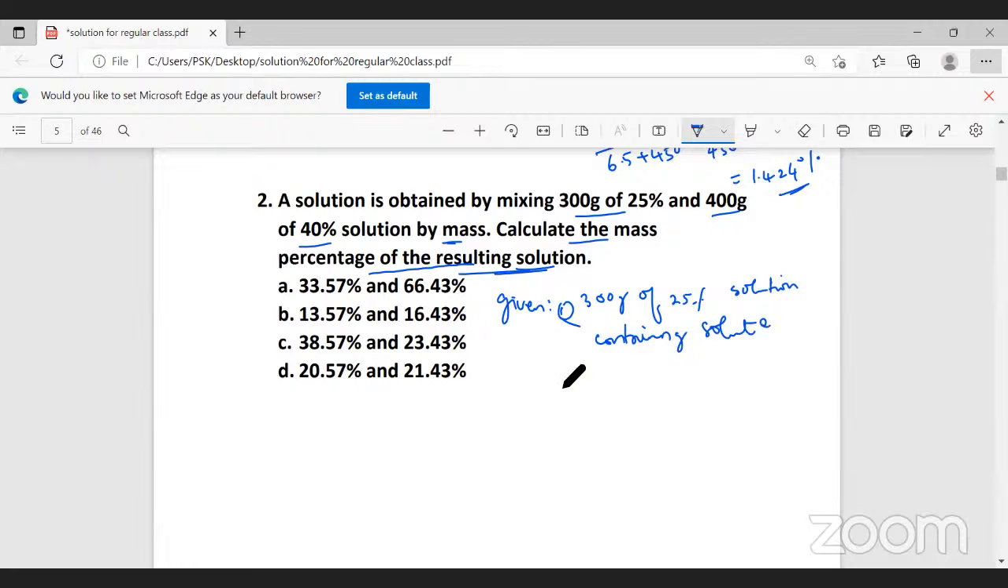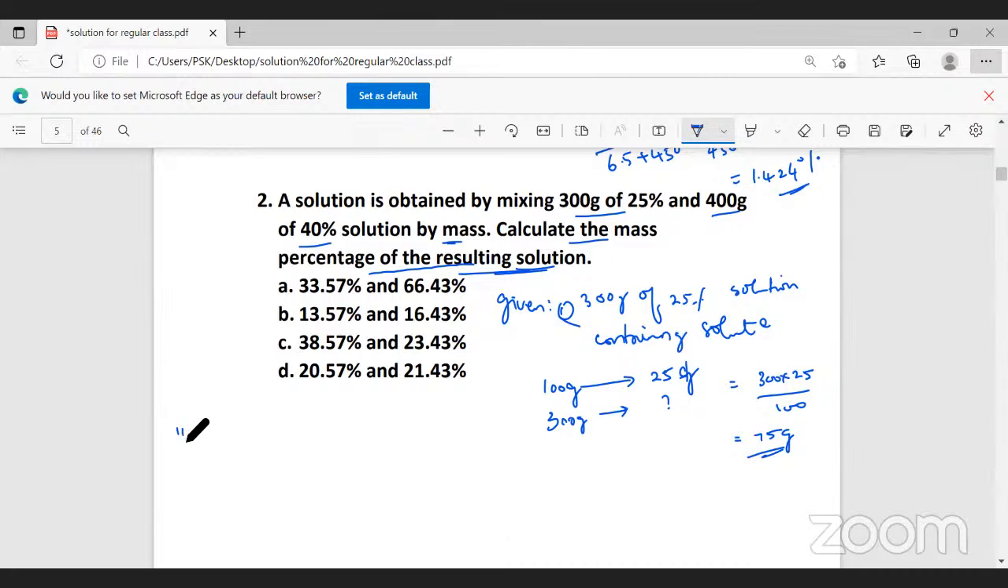What does it mean? In 100%, the solute is 25%. In 100 grams, the solute is 25 grams. So if that is the case, in 300 grams, what is the mass? It will be 300 into 25 divided by 100, that will be equal to 75 grams. So the mass of solute is 75 grams.